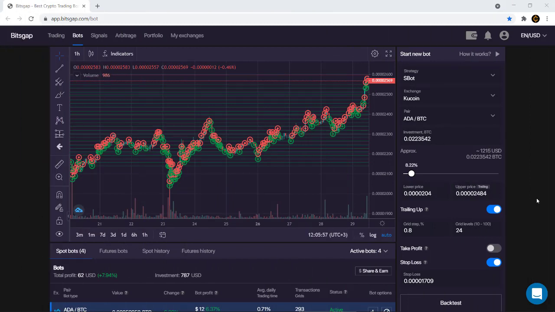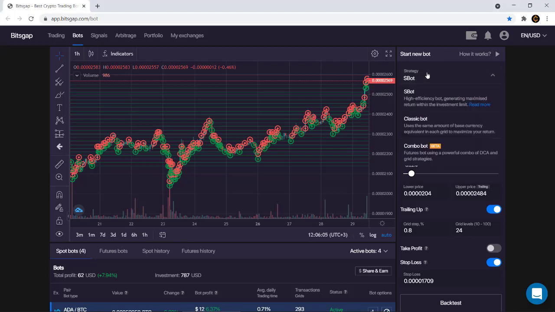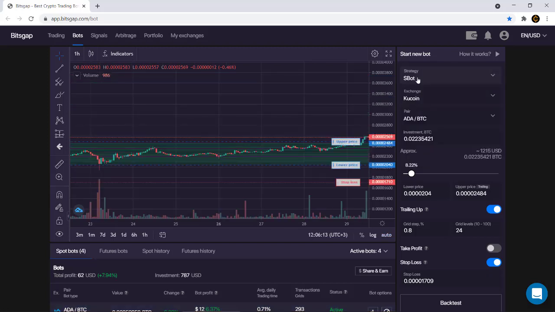Now I'm going to show how I set up a grid bot in Bitsgap. First of all, I choose the strategy. I'm not going to go into the differences between them, but the S-bot strategy is usually very good for when the market is more or less flat. It's not going up, not going down. So we don't know exactly what the market's going to be.